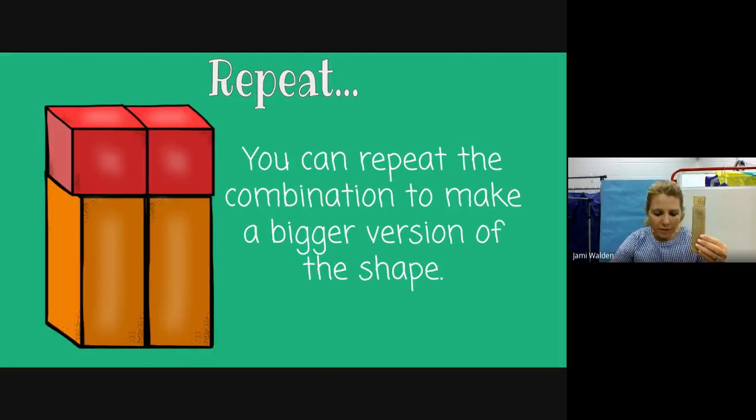Now I could repeat the combination and just make a bigger version of that shape. So I could have 2 rectangular prisms, 2 cubes, and have a bigger version of that shape. So I'm combining, using good vocabulary, I'm going to combine my composite shapes to make a larger version of the shape.